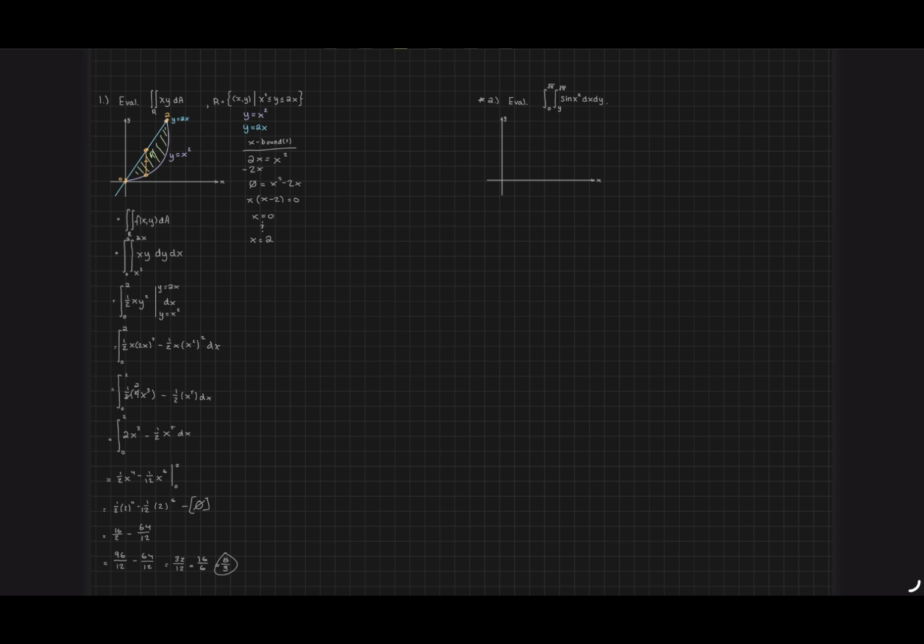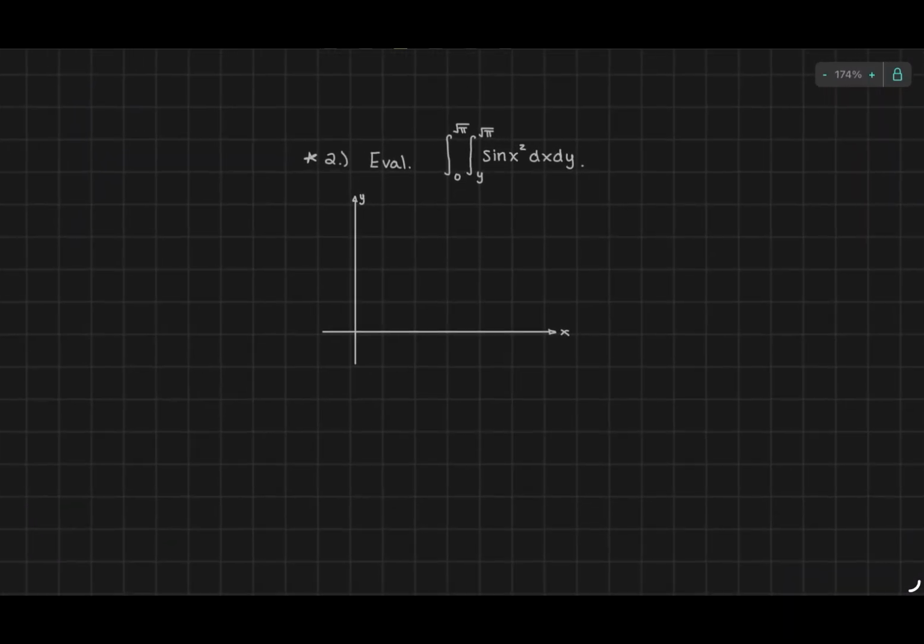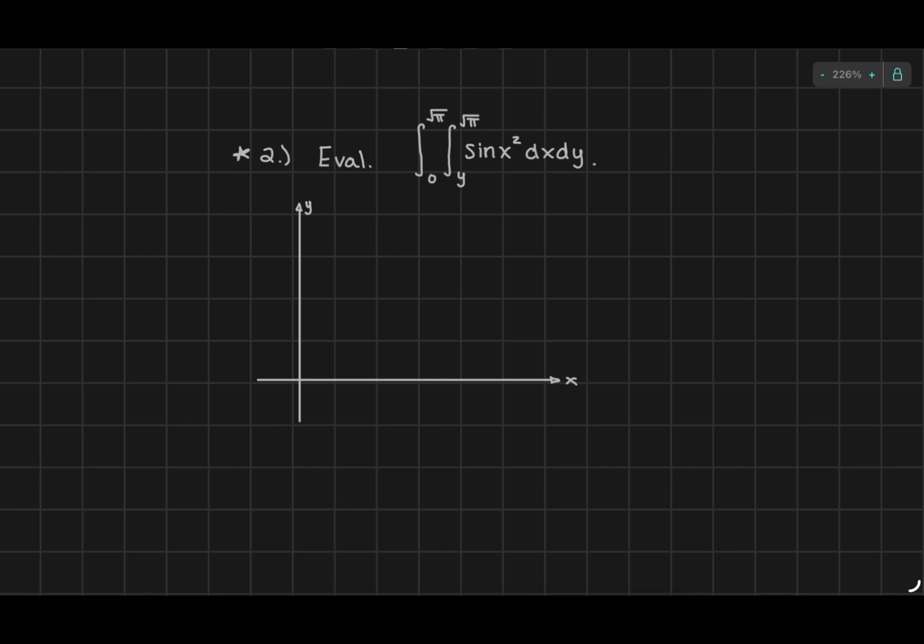Second problem here. Got a star on it for a reason. Guess we'll figure out why in just 1 minute. We're asked to evaluate the double integral from 0 to root pi and y to root pi of sine of x squared dx dy.